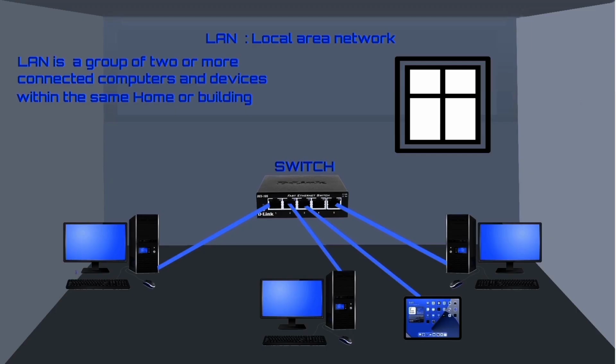LAN, local area network. A group of devices, for example computers, laptops, servers, and printers, that are located in the same building. They are close to each other. This is what a LAN is.